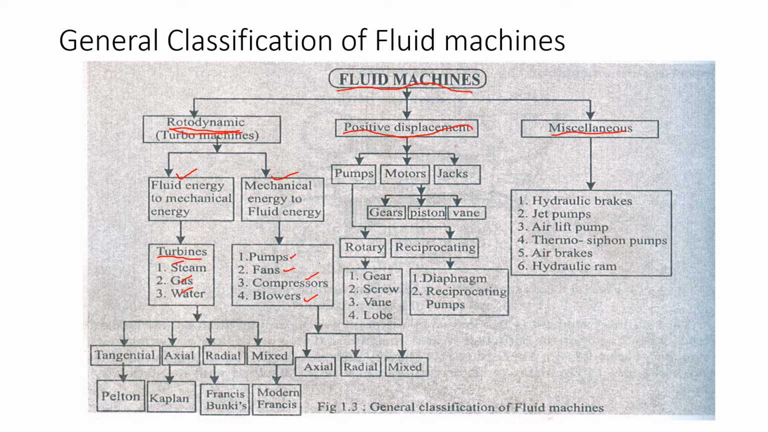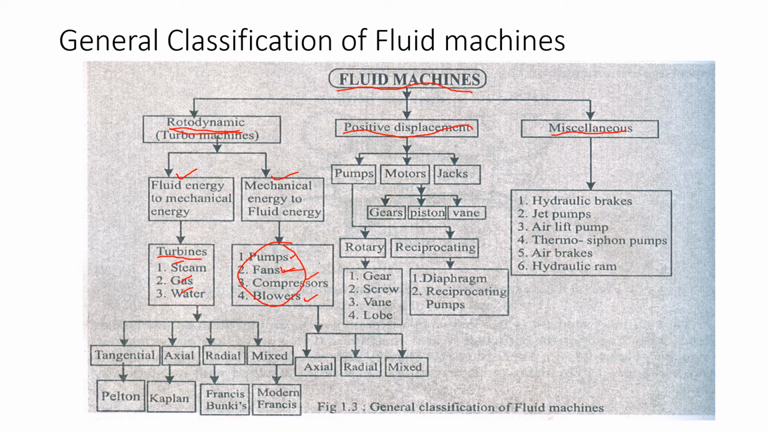All these pumps, fans, compressors, blowers take energy. We are supplying electrical energy. That electrical energy is converted into mechanical energy in the shaft, and that mechanical energy is further transferred to the fluid. For example, if you take a ceiling fan, we are supplying electrical energy, and that energy is transferred to the blades, and further from the blades it is transferred to the air.